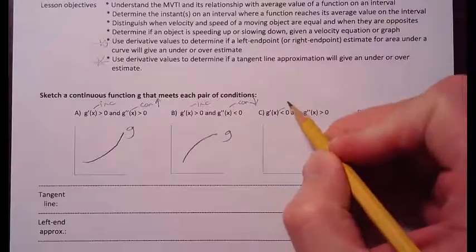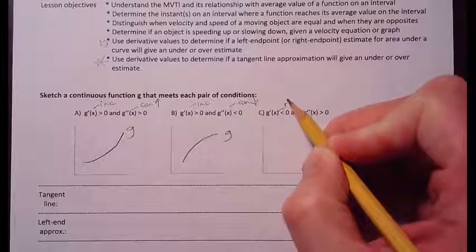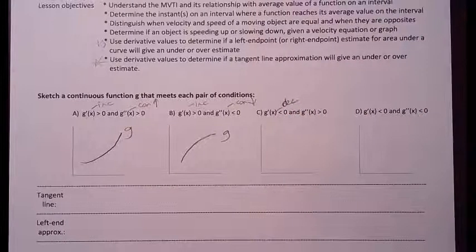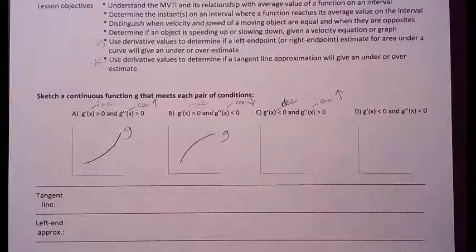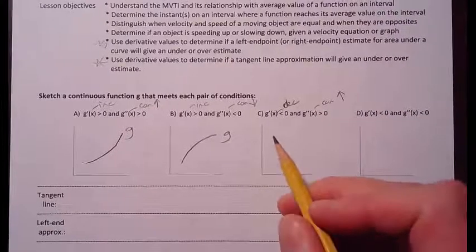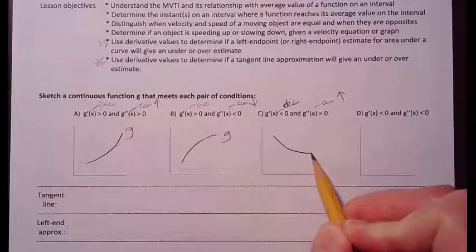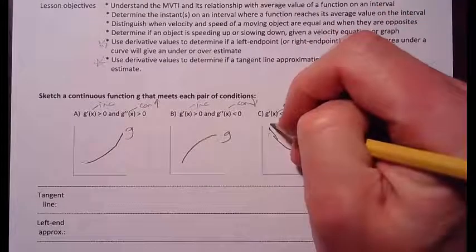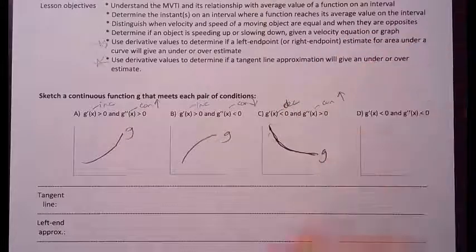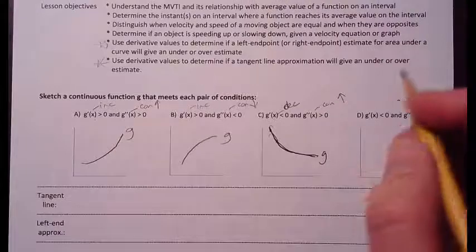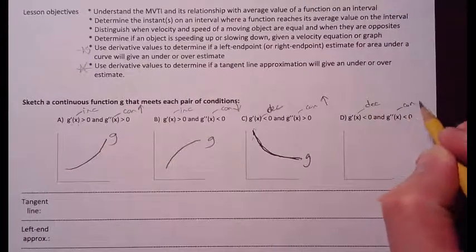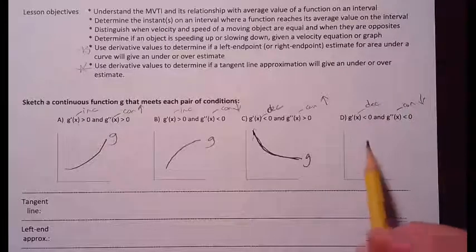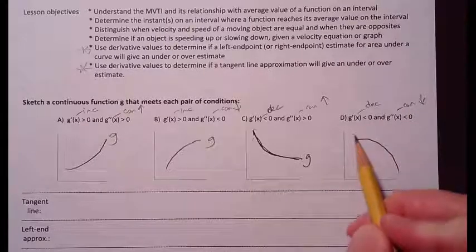Next, we have a negative first derivative, so that means the parent graph is decreasing. And a positive second derivative means, once again, the graph is concave up. So decreasing but concave up would look something like that. And finally, this function would be decreasing and concave down. So we'd have something perhaps like that.